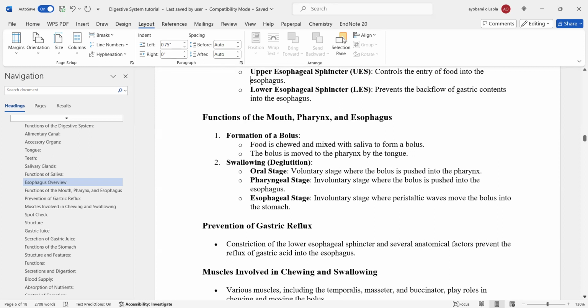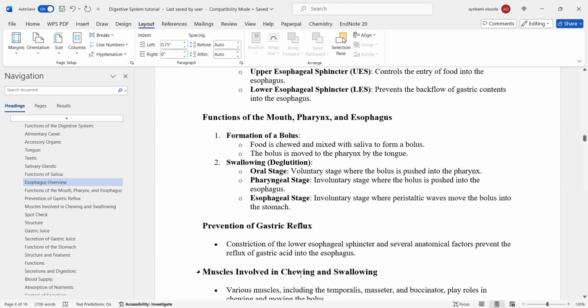Okay, so the oral stage, pharyngeal stage, esophageal stage: it's only the oral stage that is voluntary. The remaining two are involuntary. Then when food gets to the esophagus, it moves into the stomach via peristalsis or peristaltic action.